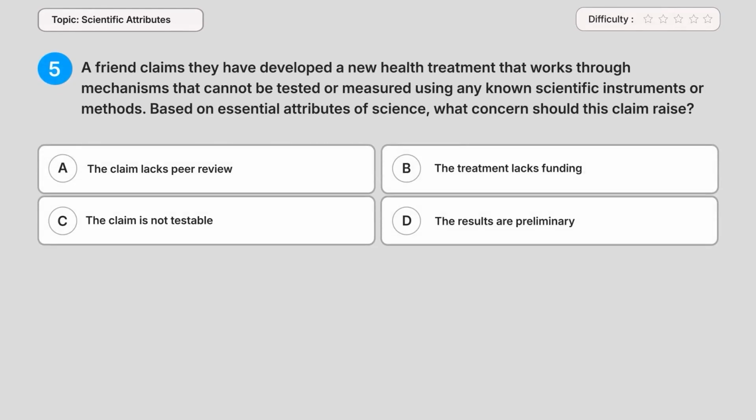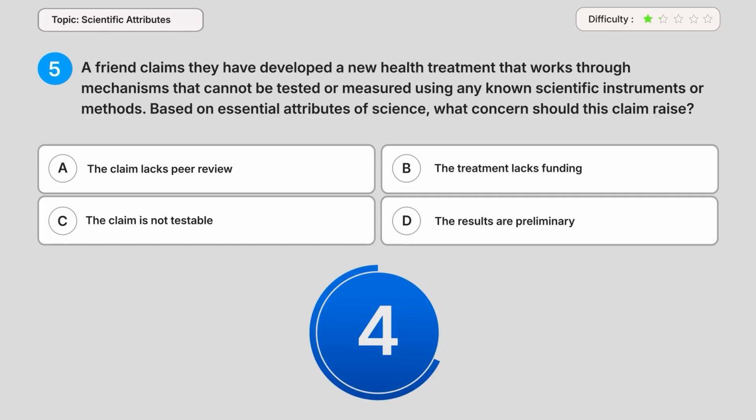5. A friend claims they have developed a new health treatment that works through mechanisms that cannot be tested or measured using any known scientific instruments or methods. Based on essential attributes of science, what concern should this claim raise? A. The claim lacks peer review. B. The treatment lacks funding. C. The claim is not testable. D. The results are preliminary. What do you think is the answer?